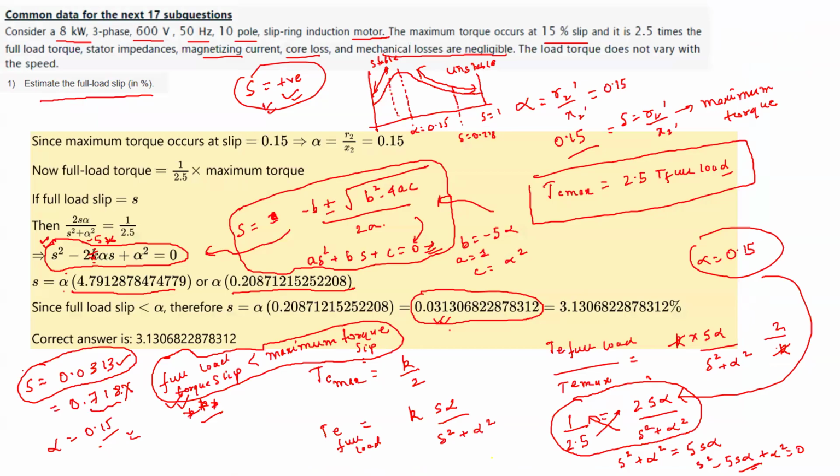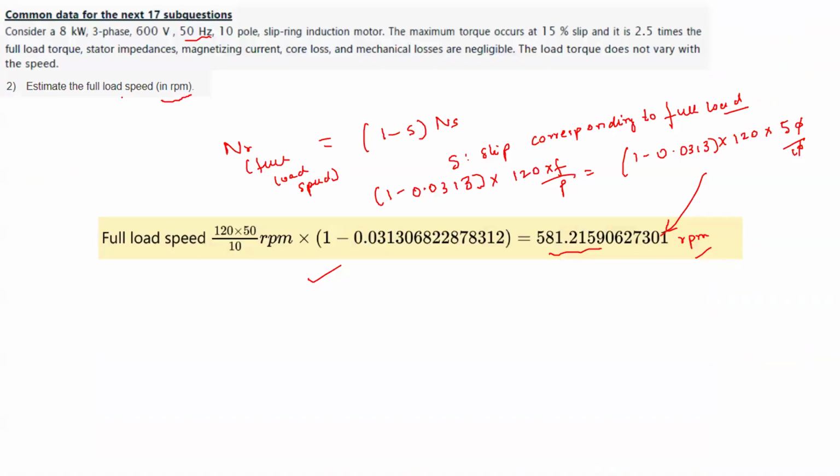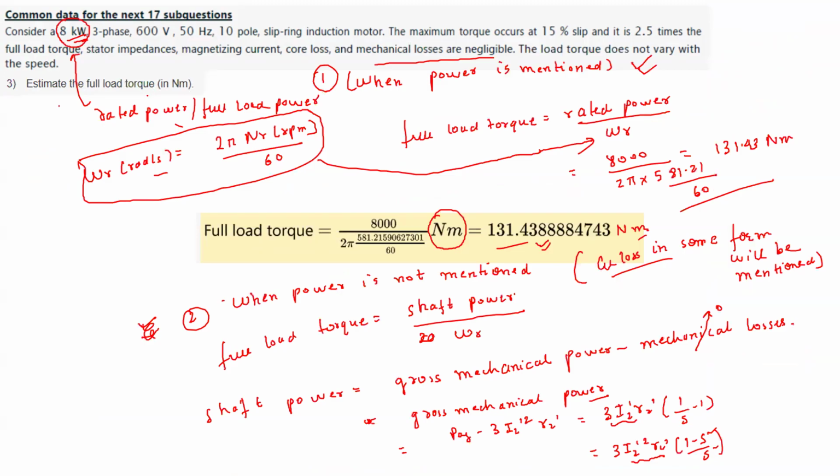As soon as you, in the question they gave the maximum torque slip. Now by using those two formulas, you found the full load slip. After finding the full load slip, you know the full load speed. Very simple, right? Then you know the full load torque. Full load torque, as I discussed, should be rated power by omega r. So 2 pi nr we found in the previous question itself, and full load power is given in the question as 8 kilowatt.